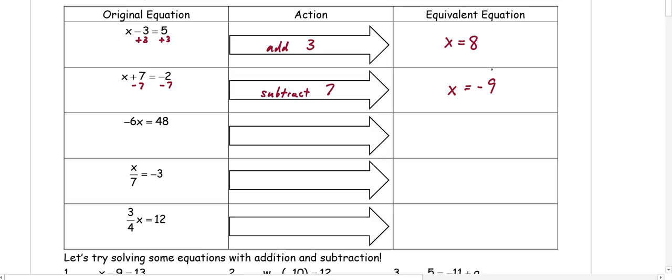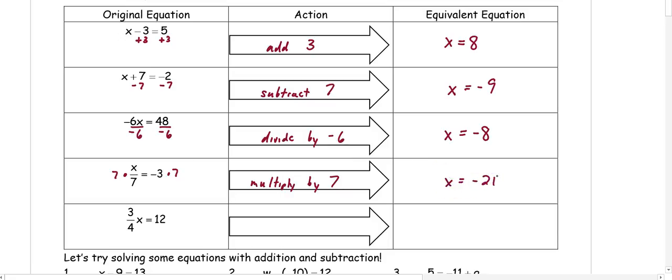The next one, negative 6x equals 48. Negative 6x is multiplication. The inverse of multiplication, or the opposite, is division. So we're going to divide both sides by negative 6. So when we divide them, we get x equals negative 8. The next one, x over 7 equals negative 3. X over a number is division, so we're going to multiply both sides by 7. And we get x equals negative 21.